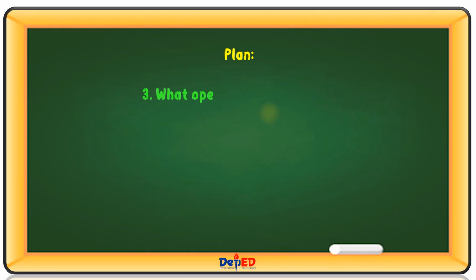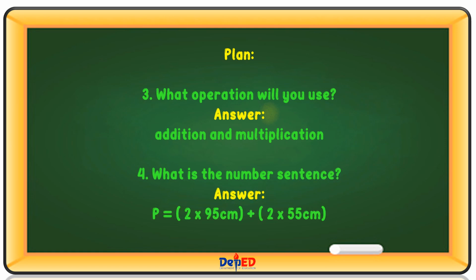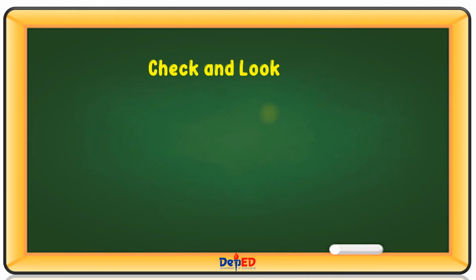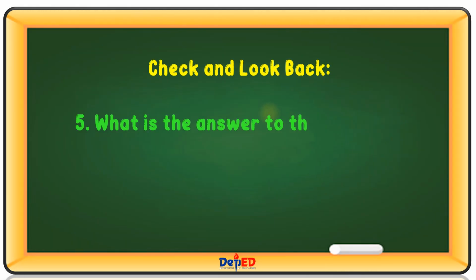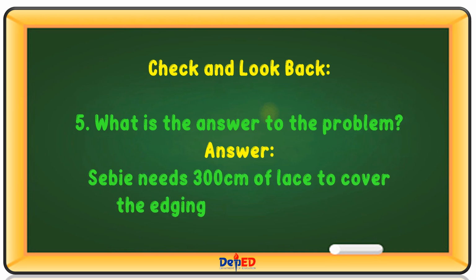Let us plan. What operation will you use? Addition and multiplication. What is the number sentence? P is equal to 2 times 95 cm plus 2 times 55 cm. Let us check and look back. What is the answer to the problem? Sebi needs 300 cm of lace to cover the edging of the tablecloth.